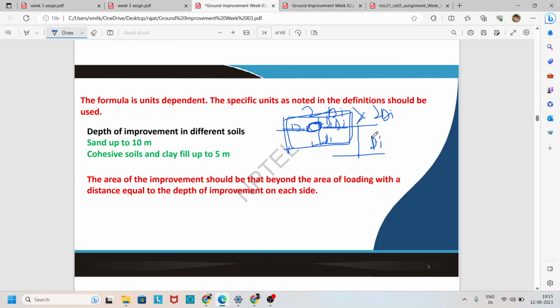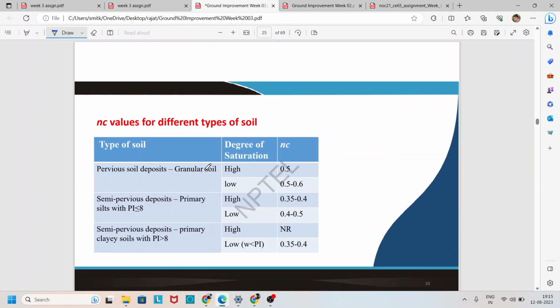It is given in this code. So in the next slide we discuss the NC, that is the constant which is applied in deep dynamic compaction to find out the depth of improvement. It actually depends on the type of soil and the degree of saturation. In pervious soil, that is granular soil, when the degree of saturation is high, it is 0.5, and when it is low, it is 0.5 to 0.6.